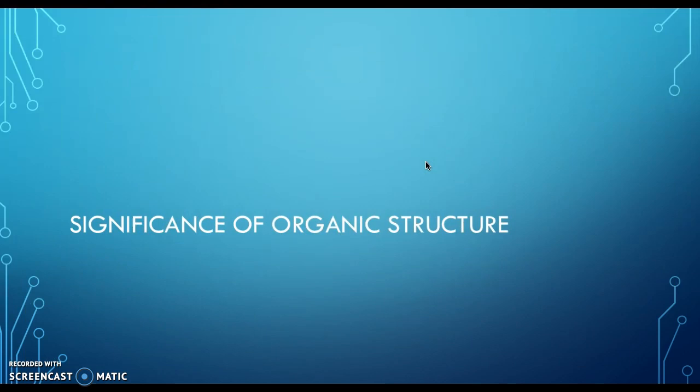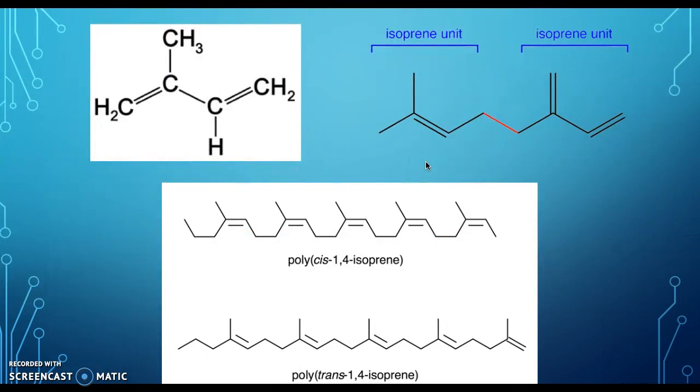Significance of organic structure. Rubber is a polymer made of isoprene molecules. Isoprene consists of only 5 carbons and is the smallest repeating unit of any natural polymer. This makes rubber the simplest natural polymer. A new cis double bond forms when isoprene molecules bond together to form rubber. The cis structure is what gives rubber its elasticity.